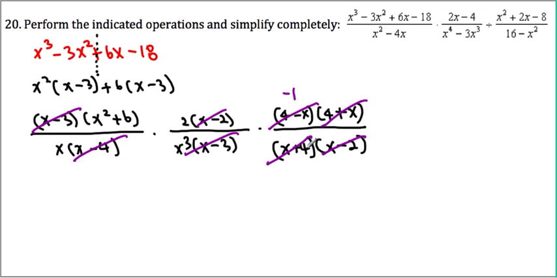I guess there isn't any more, so we get negative 2 x squared plus 6 survives on the top. On the bottom, we get x to the 4th power. So that seems to be our answer.